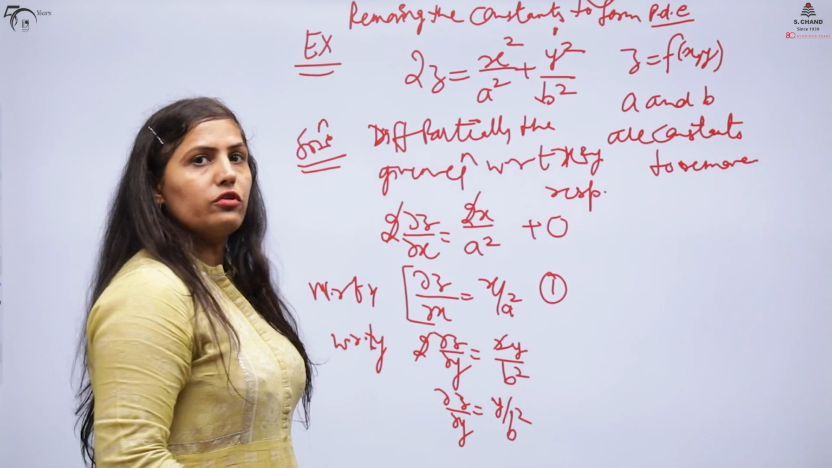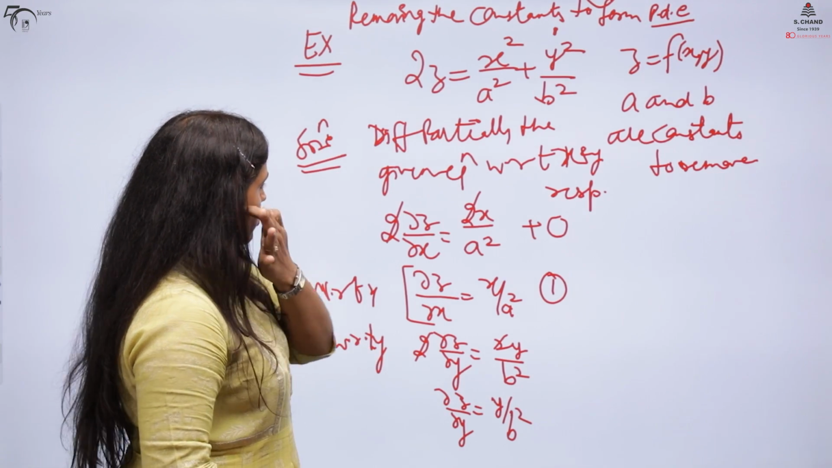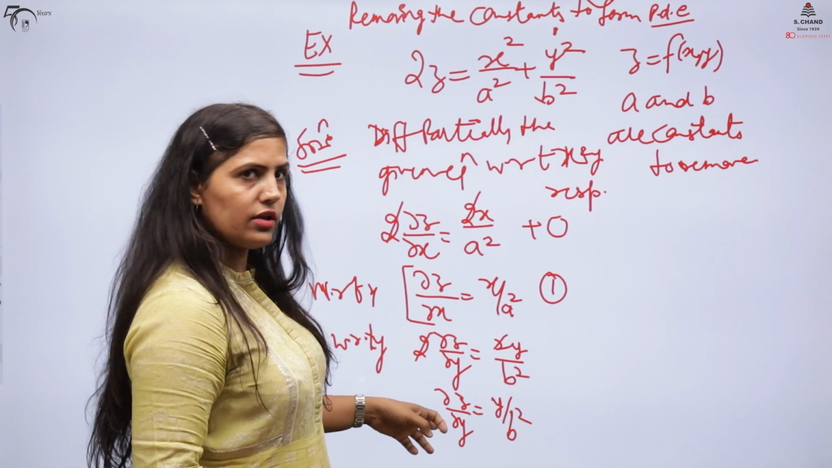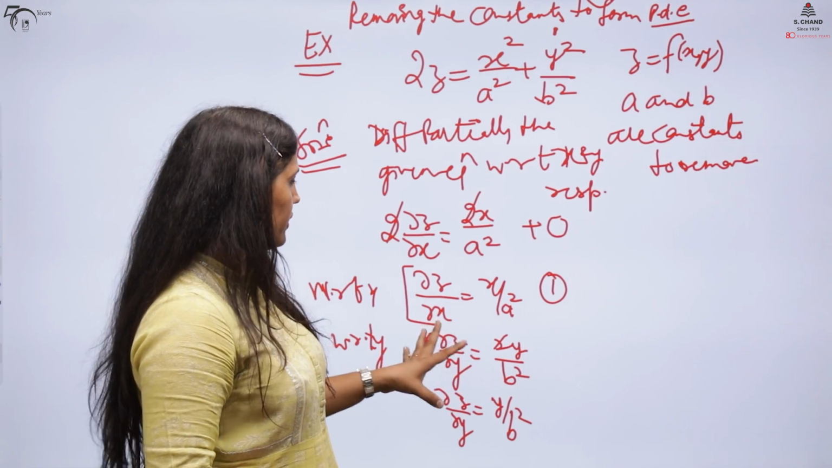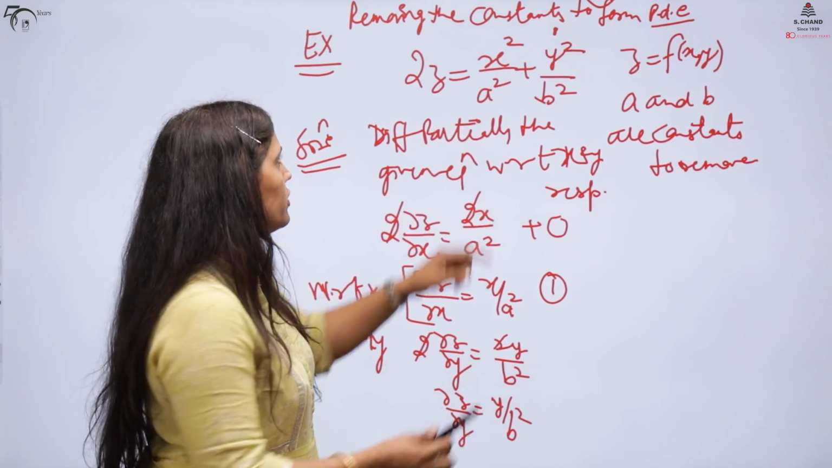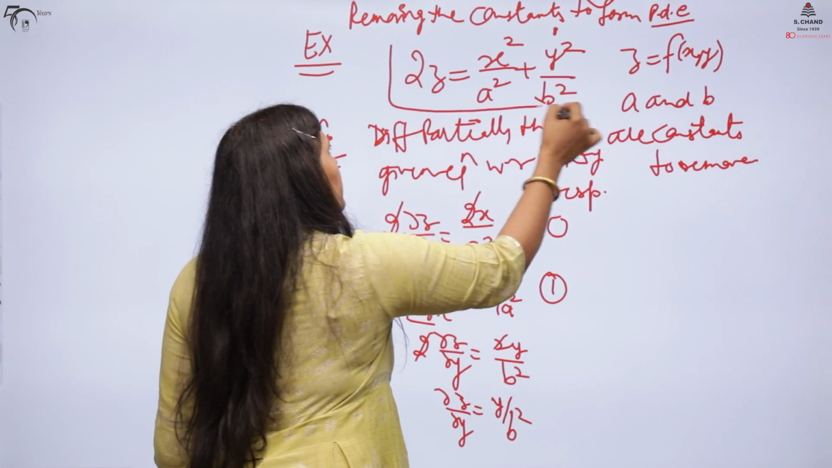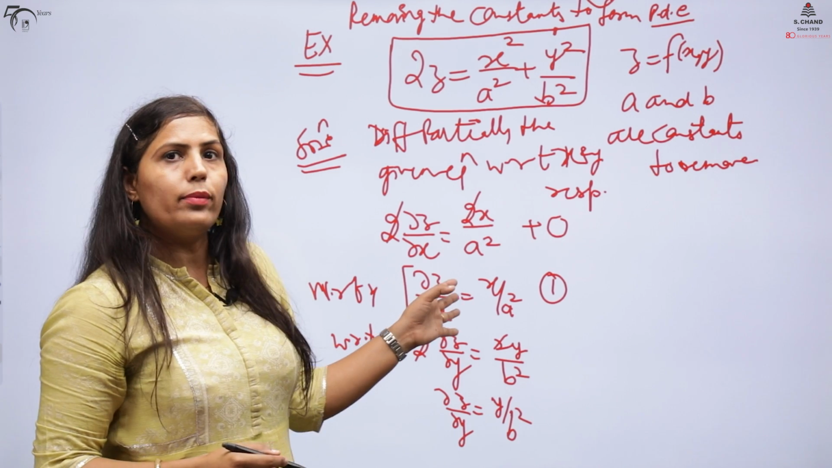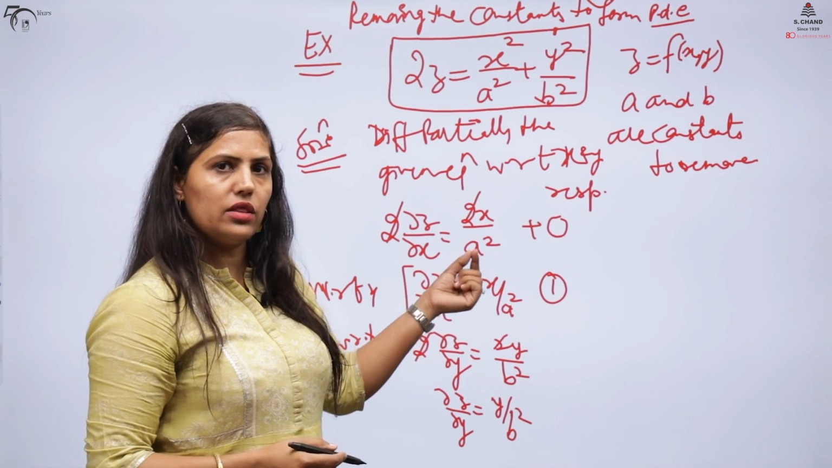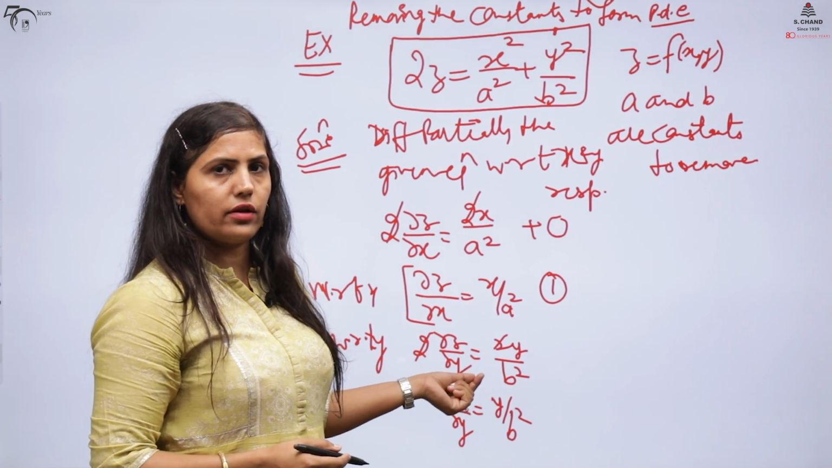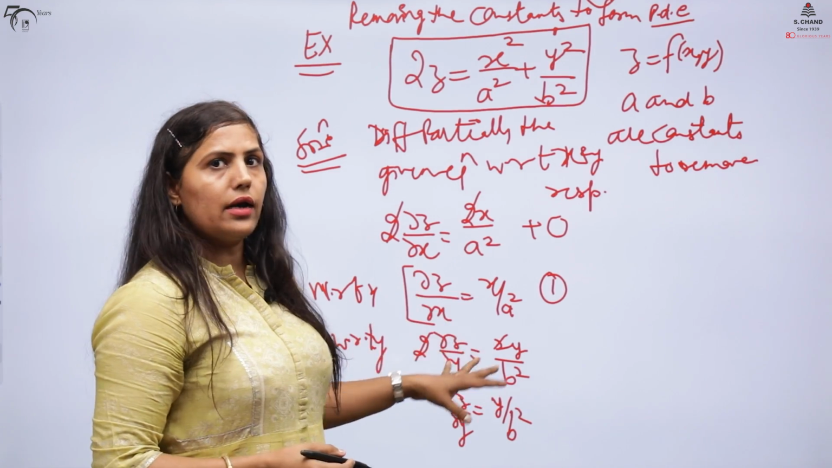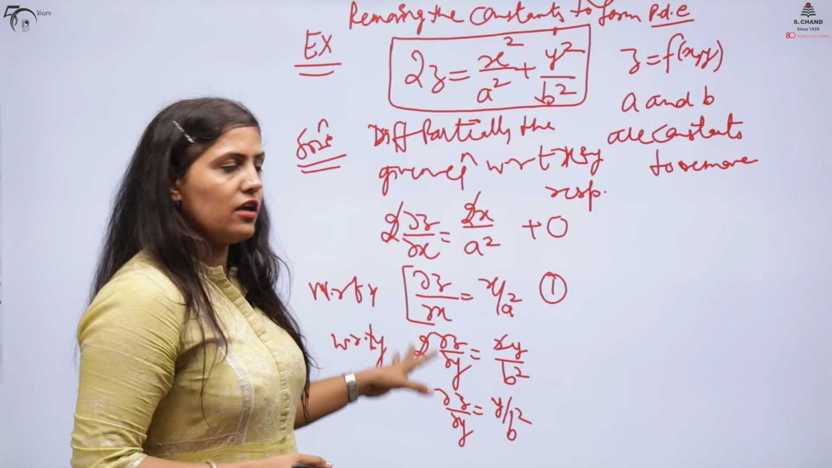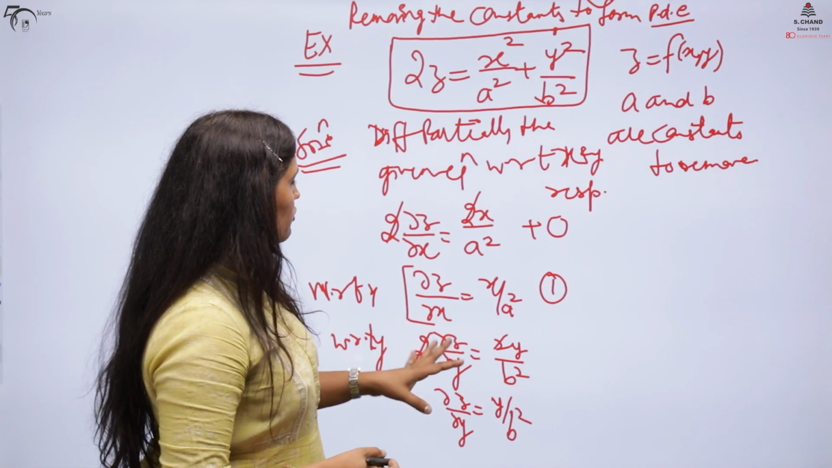How to remove the constants? See, the only way is that these two partial derivatives will help to get the partial differential equation from the given equation. If we are able to remove the constants with the help of first order partial derivatives, then it is fine. Otherwise, we have to go to the second order partial derivatives. So, in this case, let us see what actually the situation is.